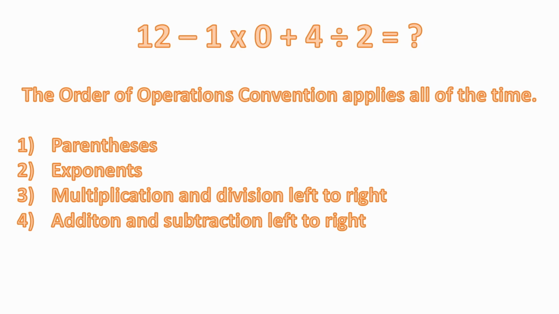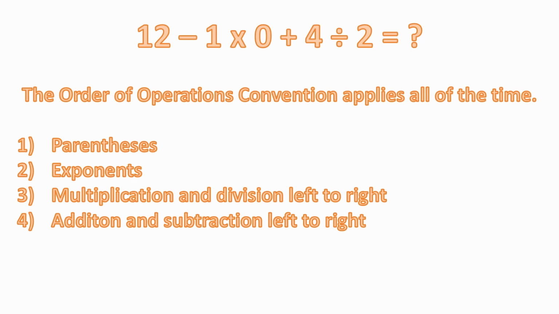We have another one of our popular order of operations convention example problems. Another puzzle that's making its rounds on the internet and getting lots of different answers. But I wanted to touch on this one here real briefly. The problem in question is this equation: 12 minus 1 times 0 plus 4 divided by 2 equals what?